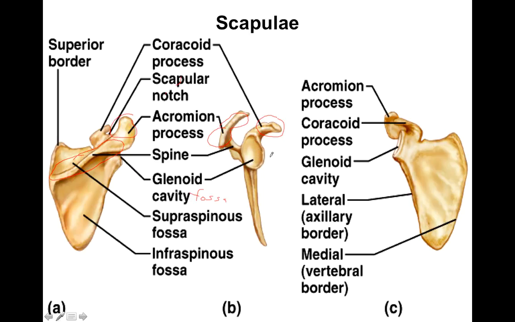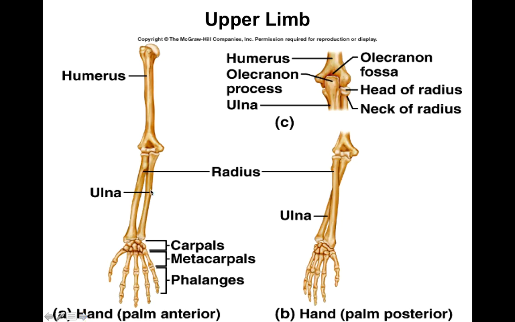And don't forget, we'll talk about this when we talk about joints, but there's lots of muscles that cross here with their tendons and ligaments that help to hold the head of the humerus in there. But you can see it's not a very deep structure. So fossa, this is a great example of a fossa because it's just a small indent. Okay, now bones of the upper limb.